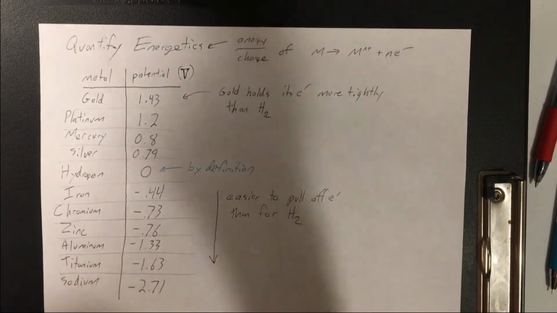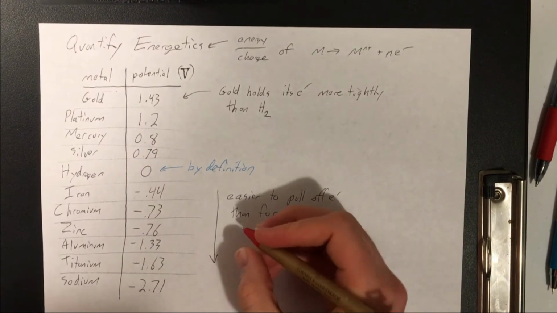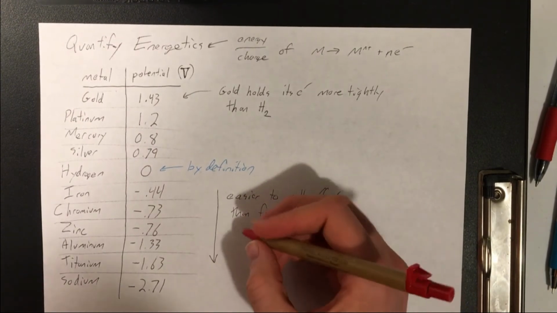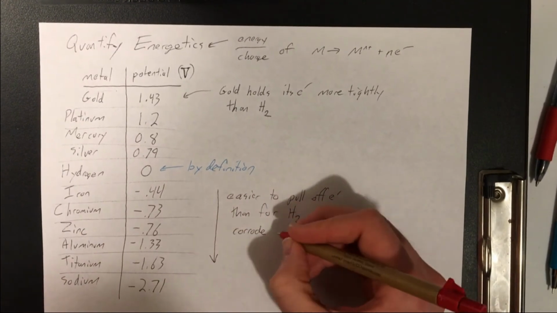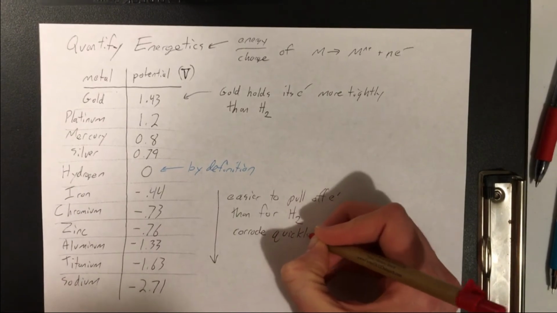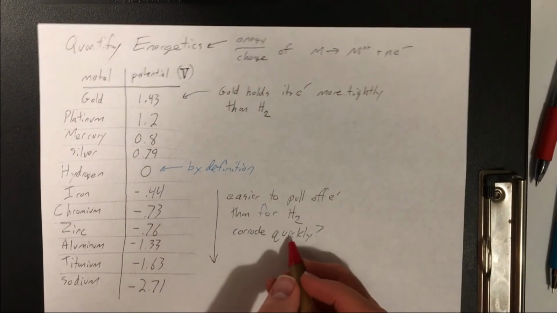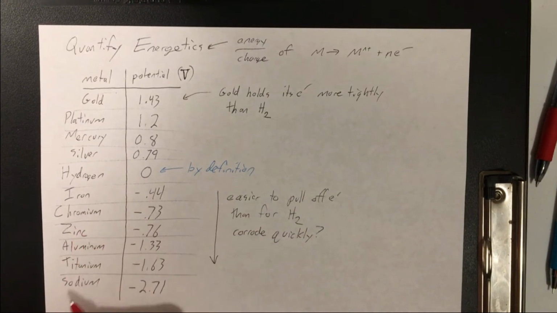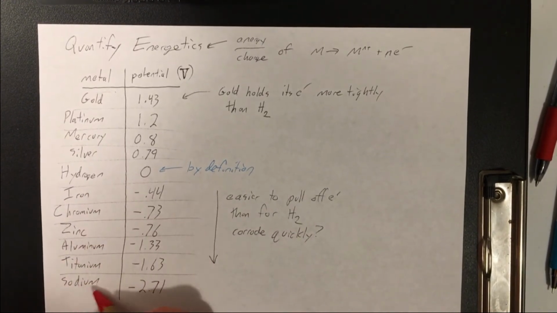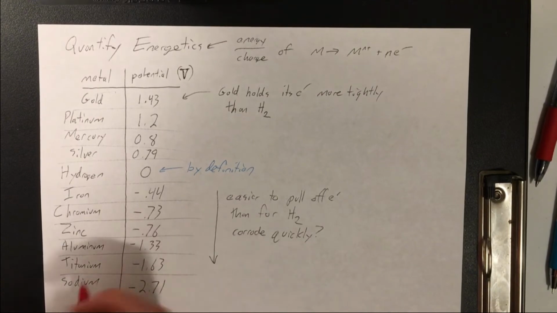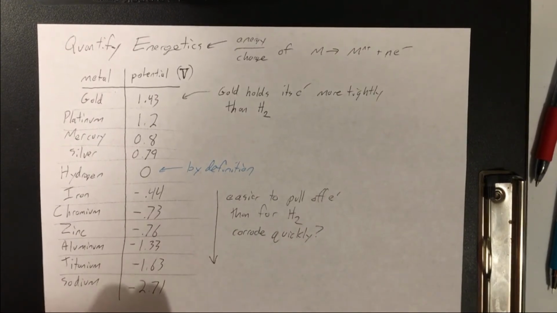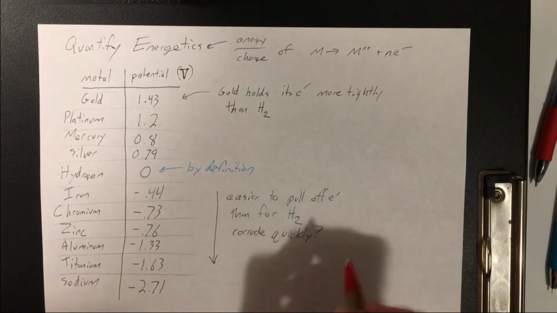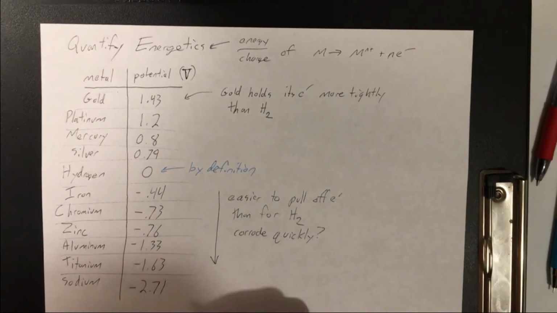It's easier to pull off electrons than for H2. So our conclusion might be these maybe corrode quickly. And that would definitely be the case for something like zinc, or maybe even something like iron, and definitely something like sodium, right? If you put a block of sodium in a bit of water, well, no, never mind. I don't recommend you do it, but I do recommend you look up YouTube videos of other, perhaps more foolish people doing it.